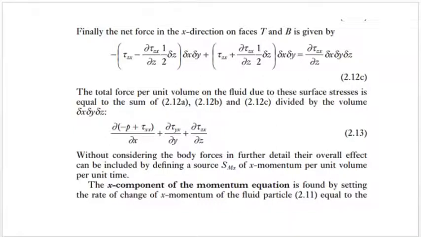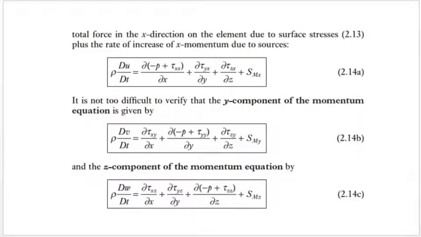Now we have to consider the body forces in detail, so that the overall effect can be included by defining a source Smx, which represents the source of momentum in the x direction. Here you can see the same overall equation, just adding Smx at the end. That's it. Similarly, you can write for the other two directions, y and z. That is written here in 2.14a to 2.14c. This is known as the momentum equations in three dimensions.